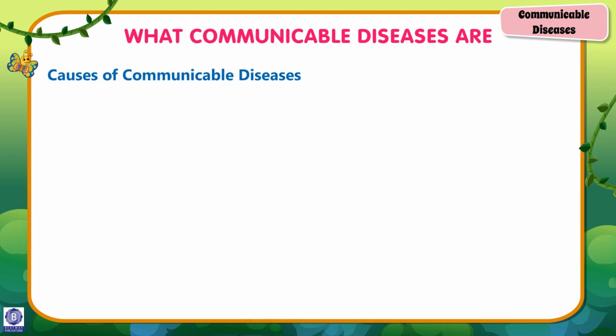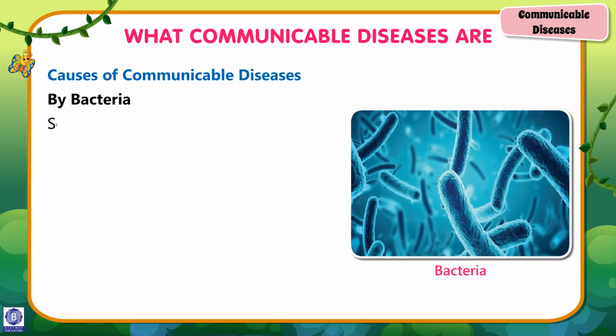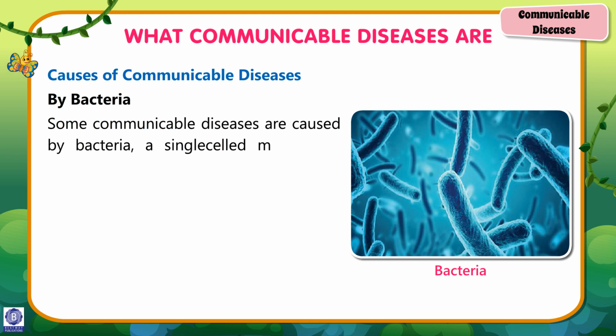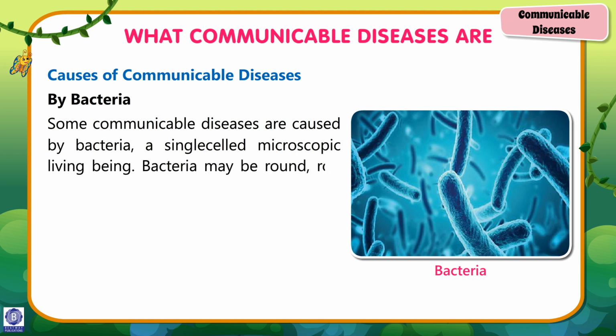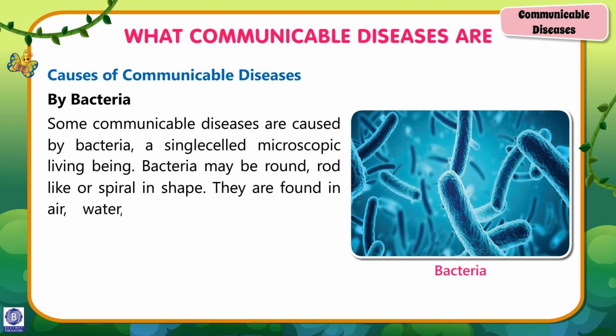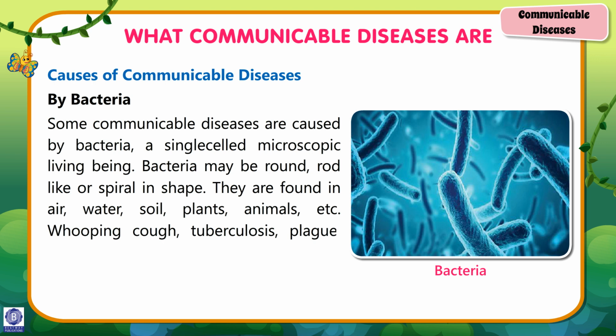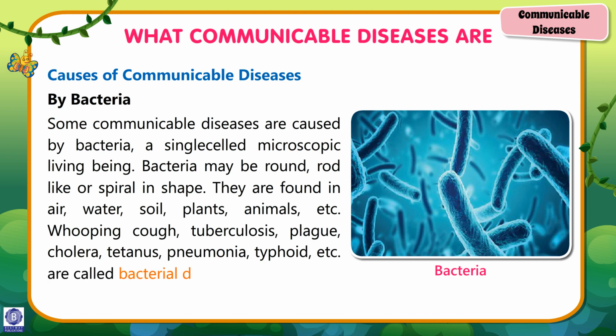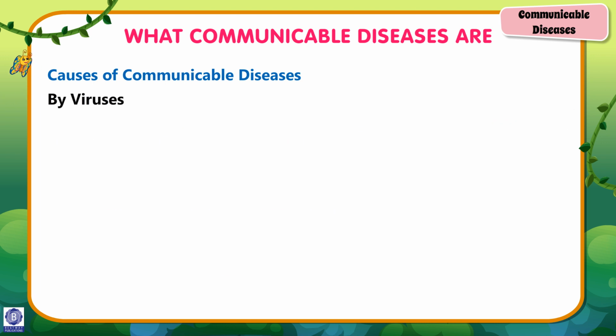Causes of communicable diseases. By bacteria. Some communicable diseases are caused by bacteria, a single-celled microscopic living being. Bacteria may be round, rod-like or spiral in shape. They are found in air, water, soil, plants, animals, etc. Whooping cough, tuberculosis, plague, cholera, tetanus, pneumonia, typhoid, etc. are called bacterial diseases.